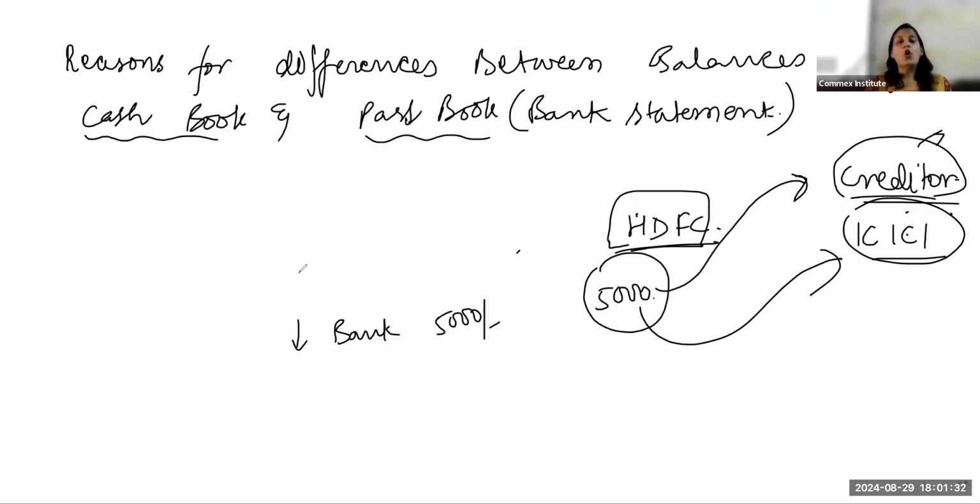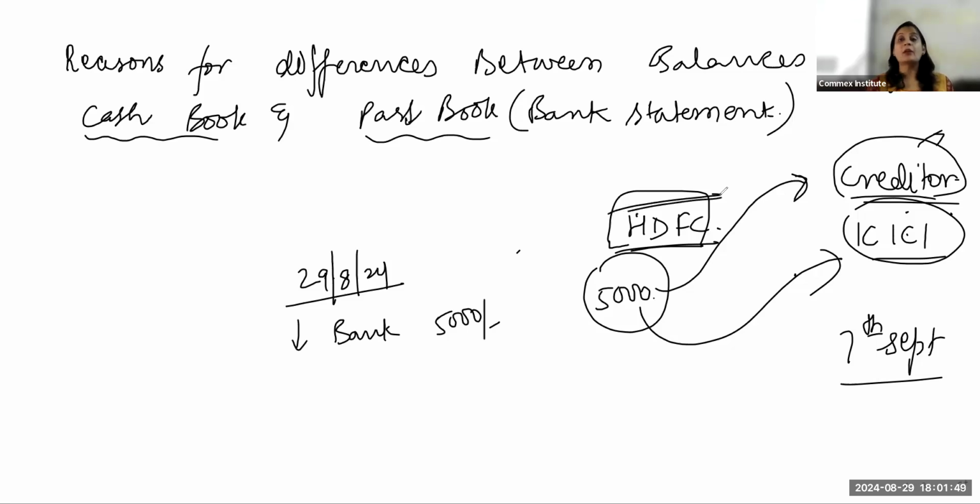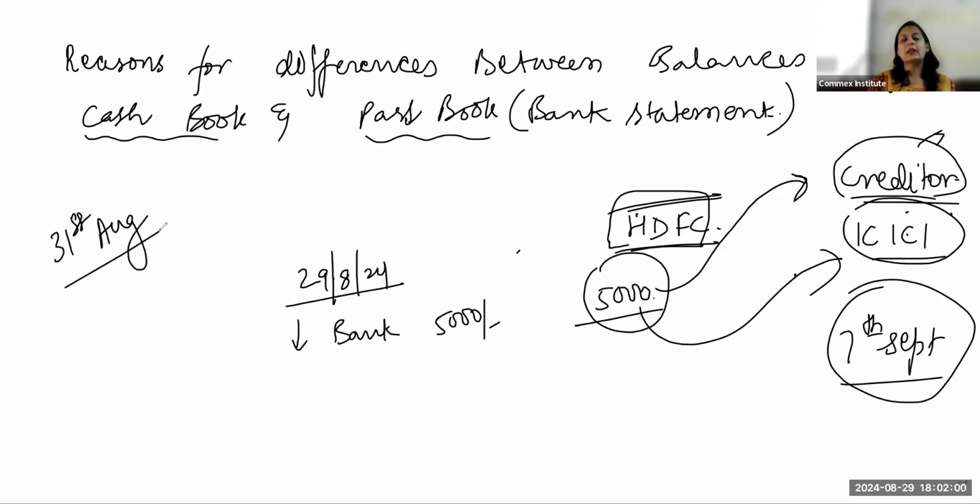So what happened? On 29th August itself, my bank balance went down by 5,000 and he collected his amount on 7th September. On 7th September, actually my banker came to know that this payment has to be made. And now my banker on 7th September has reduced my balance by 5,000. Now, what if I wanted to check my balance at the end of August? So I wanted to check, 31st August ko mera kya balance hai? Right? What is my bank balance?